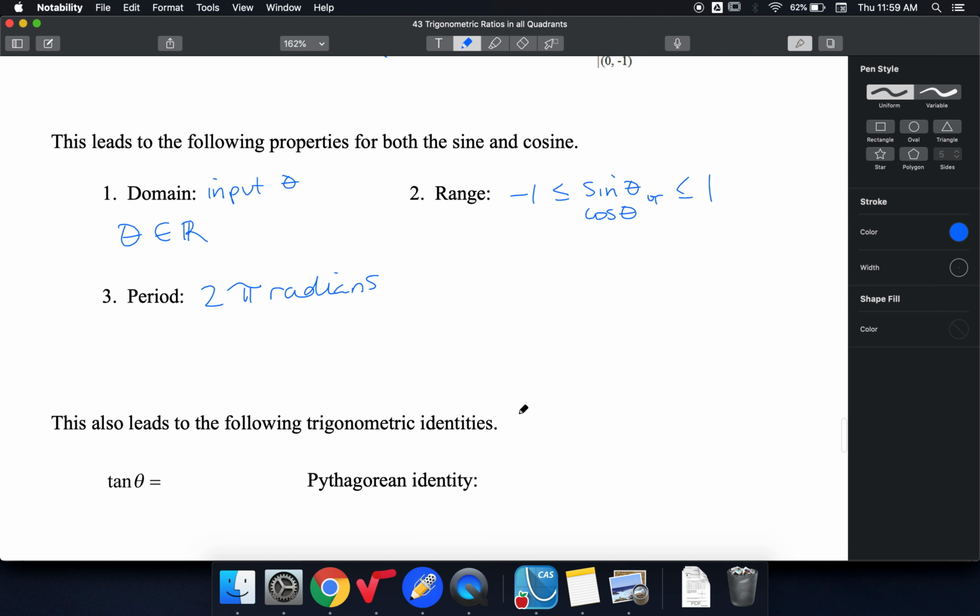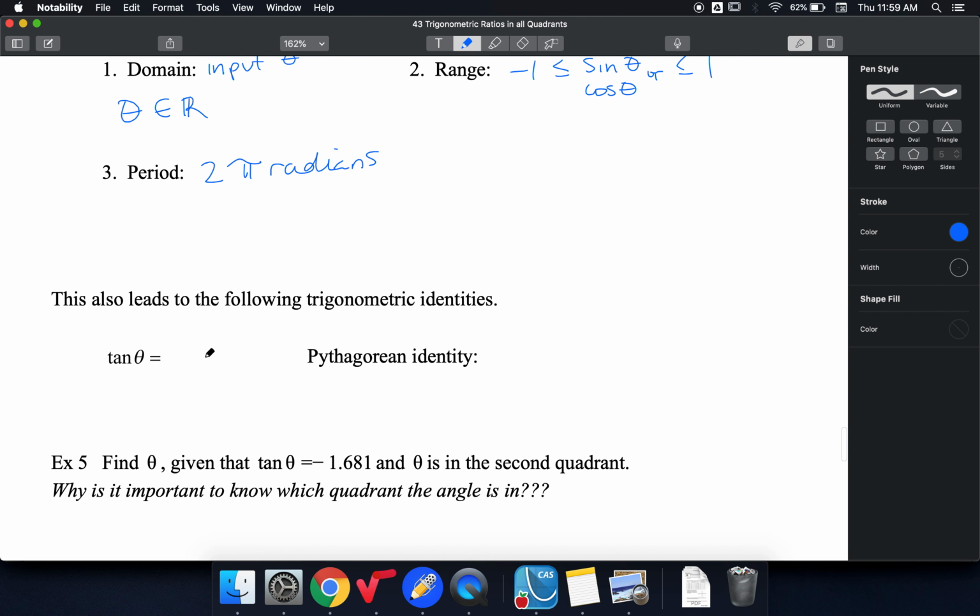The unit circle can also help us think about our trig identities. So we said that the tangent was y over x, but we also said that y was sine theta and x was cos theta. So this is the first identity. We're going to do identities more next unit, but these two are super important, so we start with them in this unit. Tan theta is sine theta over cos theta.